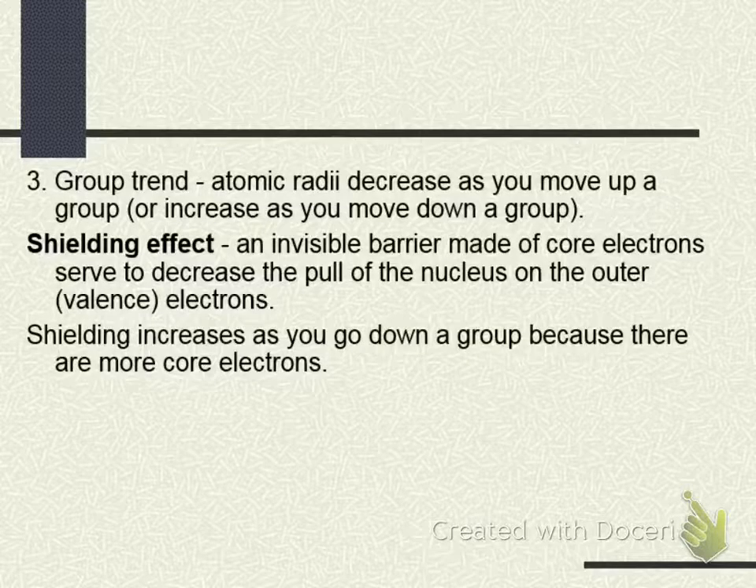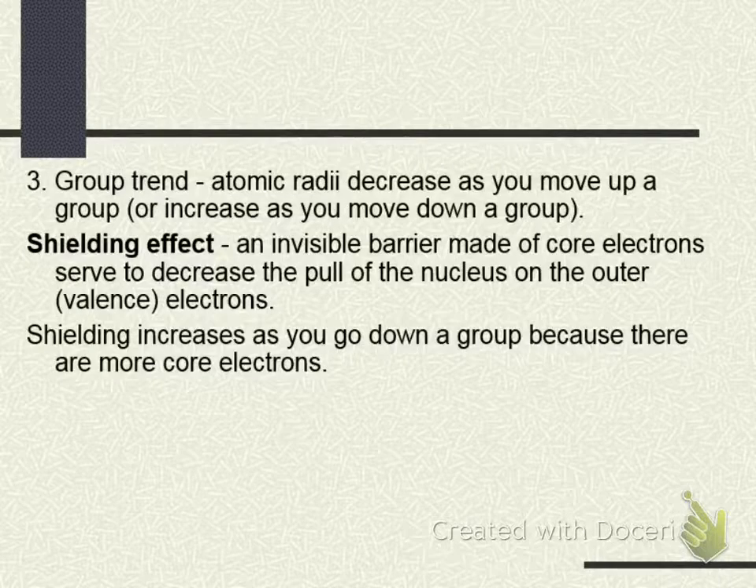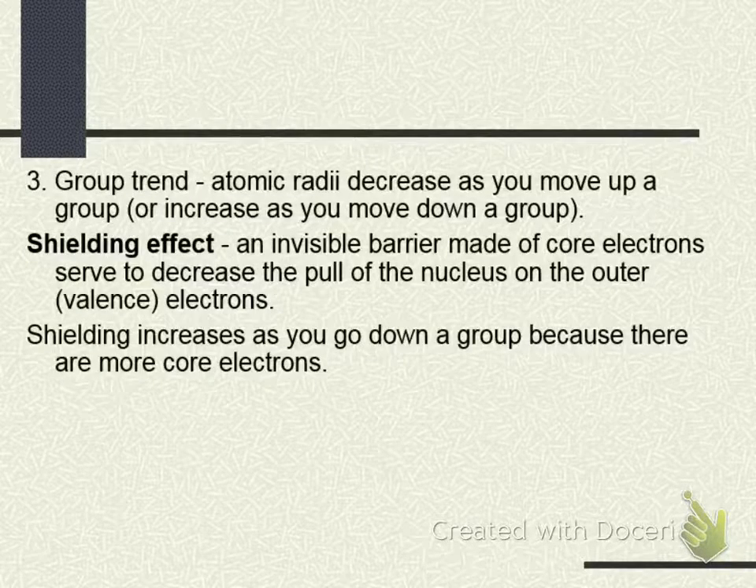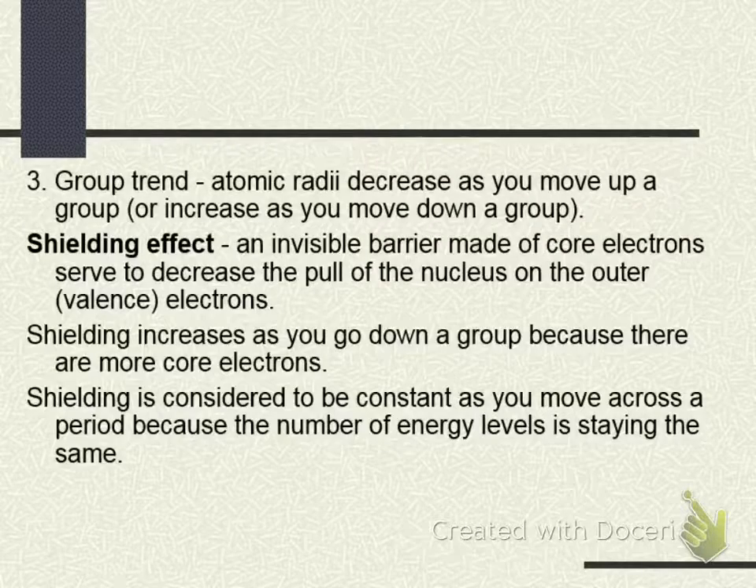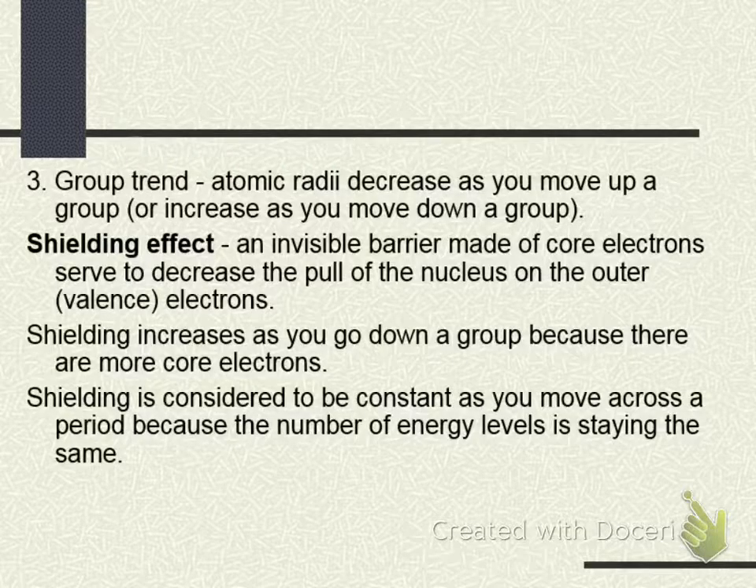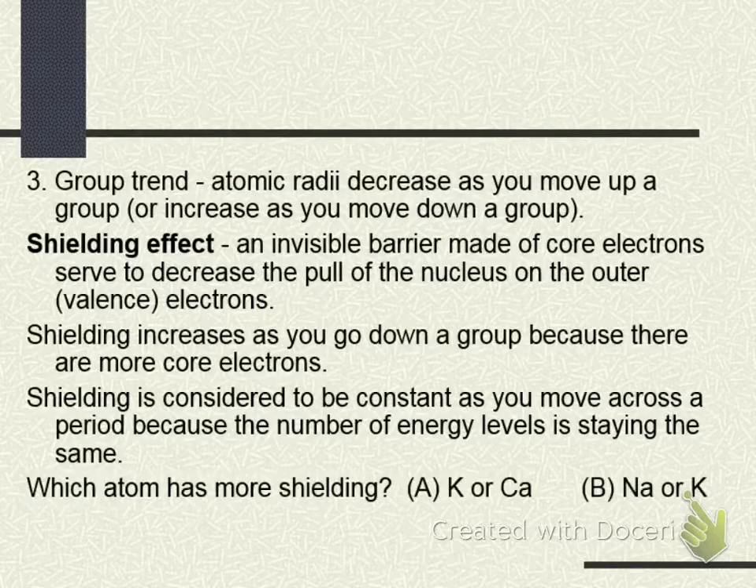Shielding increases as you go down a group because there are more core electrons. Okay. It does also slightly increase as you go across a period, but typically we use effective nuclear charge to go across a period and explain trends. We use shielding to go down a group. Okay. But theoretically they both happen on both, but they're stronger in that case. Shielding is considered to be constant as you move across the period because the number of energy levels is staying the same, but there is a little bit of shielding. Okay, a little bit.